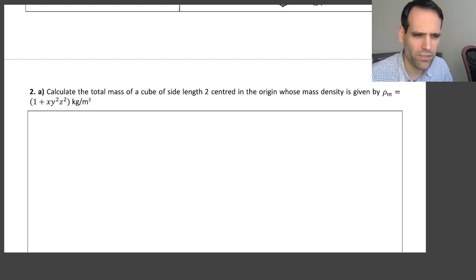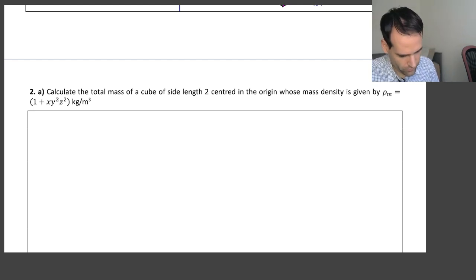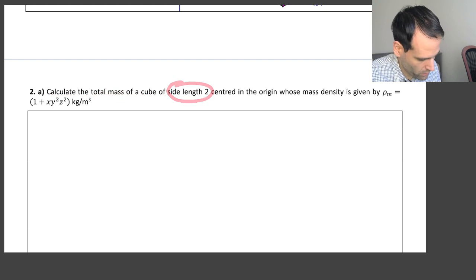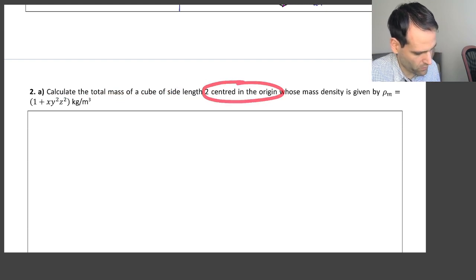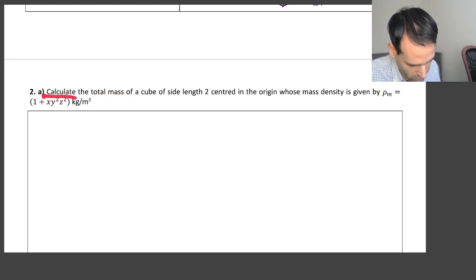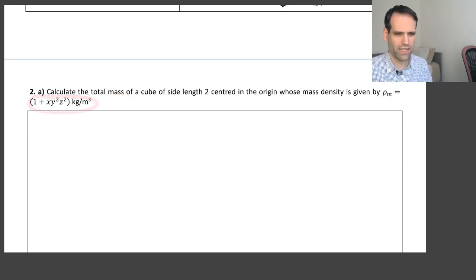Okay, it's time to start doing some actual calculations. So look at this problem. Calculate the total mass of a cube of side length 2, centered in the origin, whose mass density is given by rho m, which is a function of x, y, and z. Okay? So first let's picture this cube.